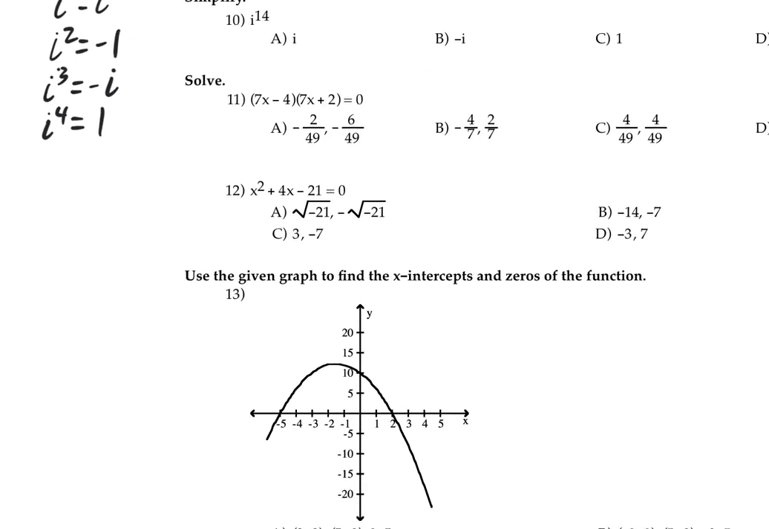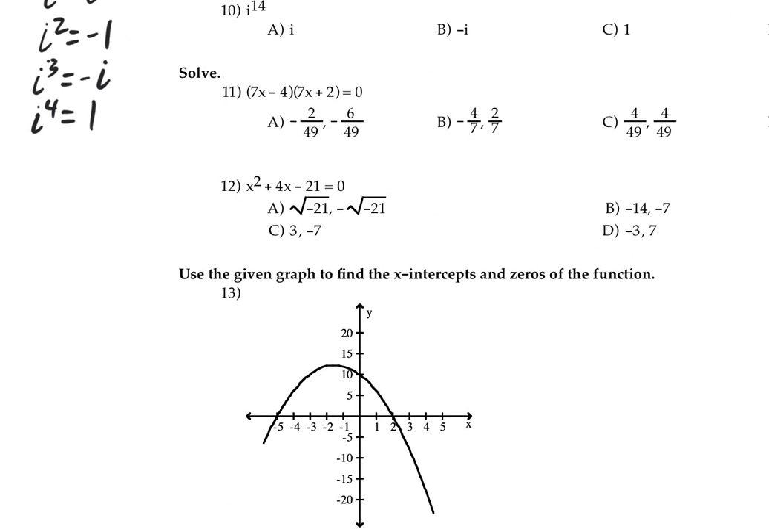On number 11, it's already factored. So what I'm going to tell you here is just set both of those equal to 0. When it's already factored, 7x minus 4 equals 0, 7x plus 2 equals 0, and you just solve for x. Don't try to overthink it. Don't try to overdo it. Just set them equal to 0 and solve.